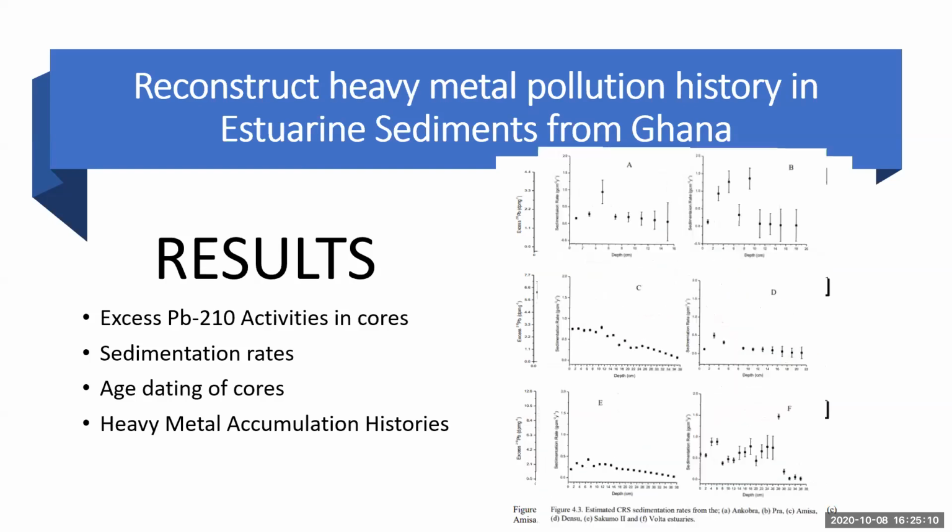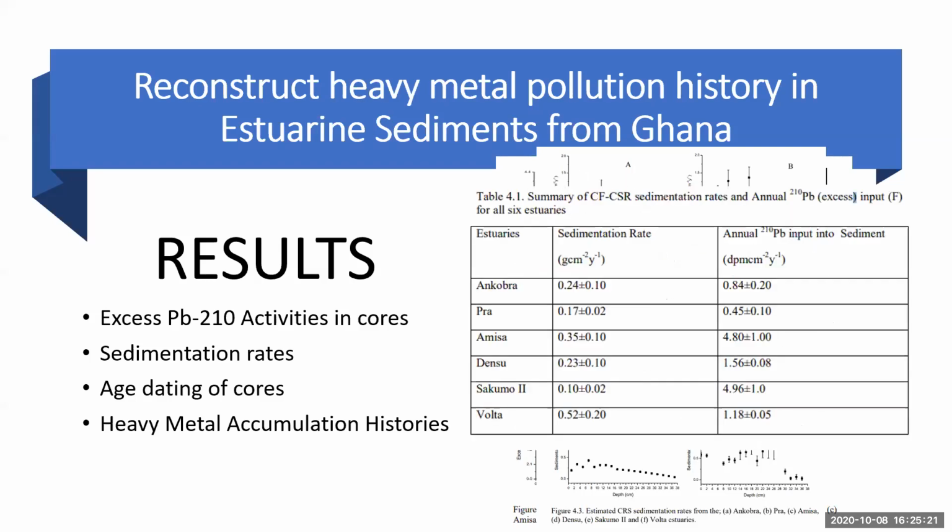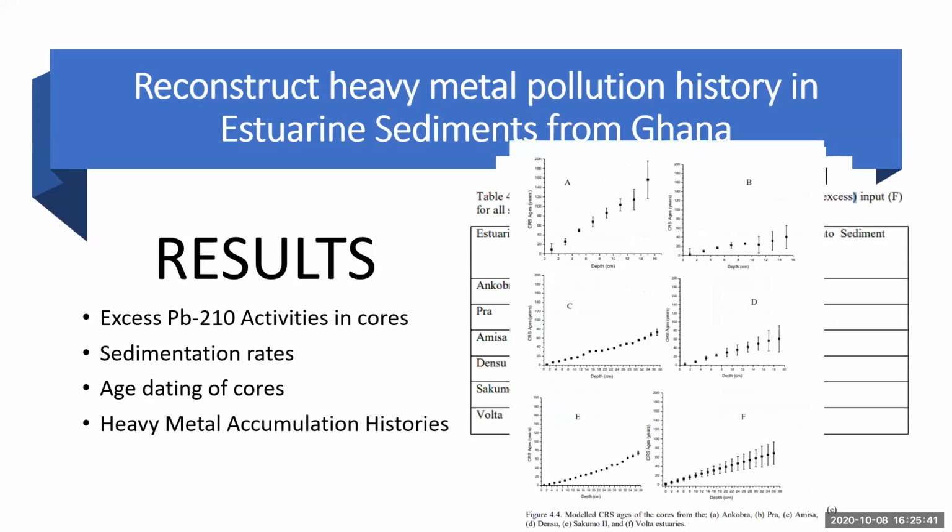So from this excess lead-210 activity, we were able to estimate the sedimentation rate across the various estuaries. And in summary, we got very high sedimentation rates for the Volta estuary, for example, and then we got very low sedimentation rates for the Ankobra and the Sakumo estuary. So with these sedimentation rates, we controlled the core, and based on that, we were able to date all the 6 cores.